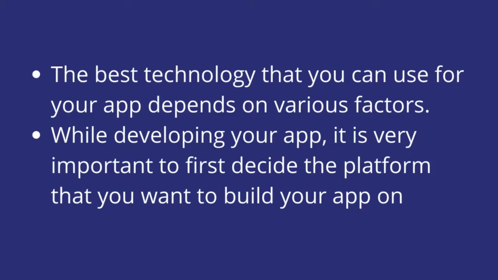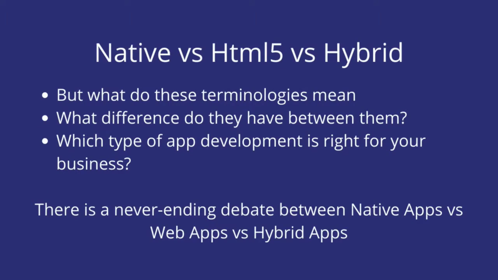The best technology that you can use for your app depends on various factors. While developing your app, it is very important to first decide the platform that you want to build your app on. You must have heard terminologies related to app development such as native apps, hybrid apps, web apps, etc. But what do these terminologies mean and what difference do they have between them? Which type of app development is right for your business?